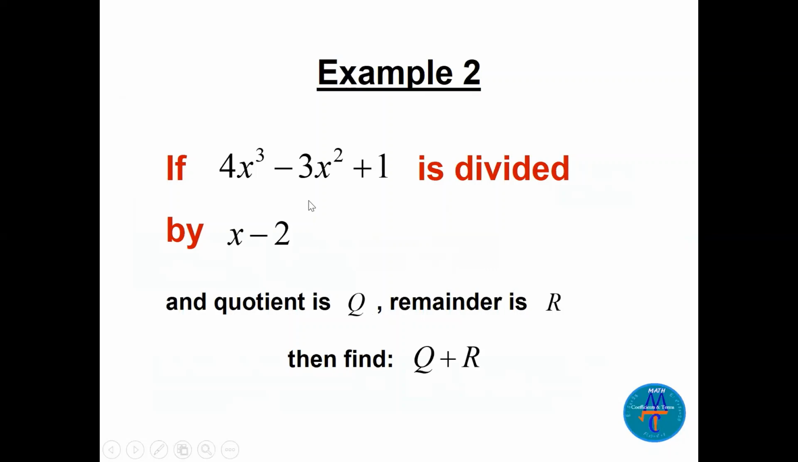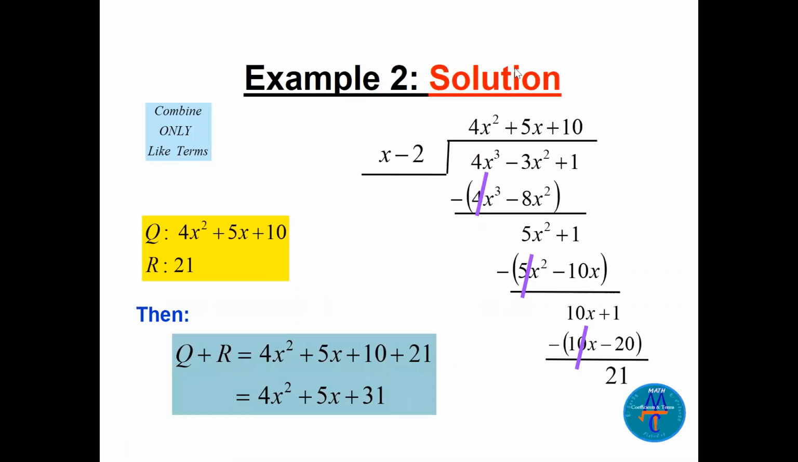You can try it if you like here. You can try it yourself, and then you can check the answer. So this one here, 4x cubed minus 3x squared plus 1, divide by this. As I mentioned before, the highest power divided by the highest power will be 4x squared.